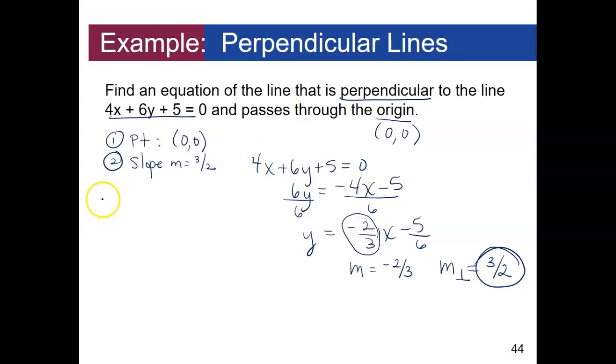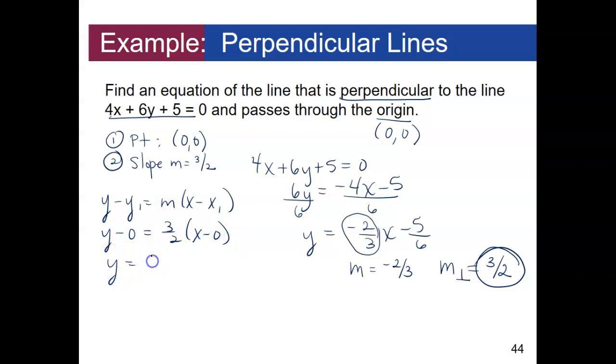Okay, so I'm going to do y minus y1 equals m times x minus x1. So y minus 0 equals 3/2 times x minus 0. So I'm going to get y equals 3/2 x.